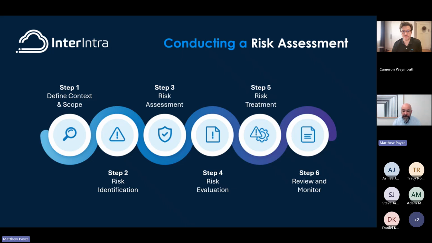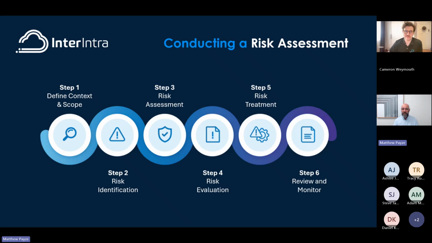Risk evaluation. So we've got to determine our risk level, right? We need to prioritize the risks that matter most, which ones need the most attention. To do this, we leverage back on the likelihood and impact. Combining these two generally will give us a risk score or a risk level that then allows us to prioritize accordingly.